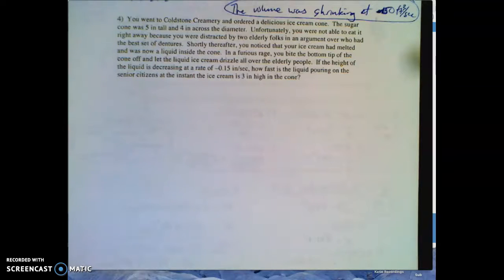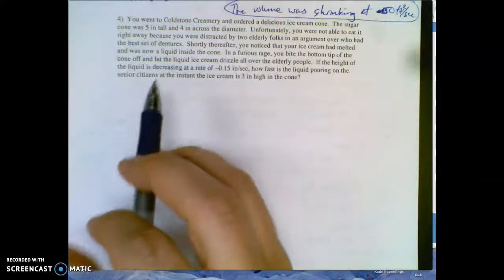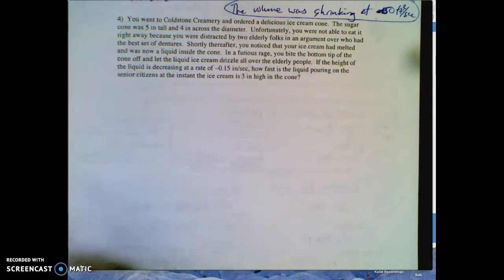Unfortunately, you were not able to eat it right away because you noticed 2 elderly folks in an argument over who had the best dentures. Shortly thereafter, you noticed your ice cream had melted and now was liquid inside the cone. In a furious rage, you bite the bottom tip of the cone off and let the liquid ice cream drizzle all over the elderly people. If the height of the liquid is decreasing at a rate of negative 0.15 inches per second, how fast is the liquid pouring onto the senior citizens at the instant the ice cream is 3 inches high in the cone?